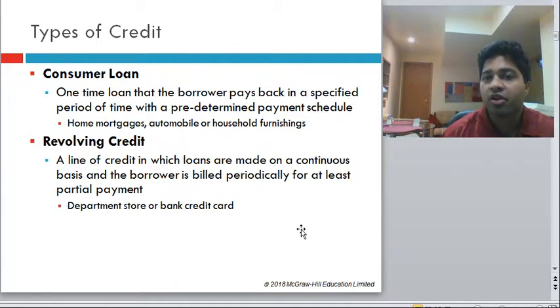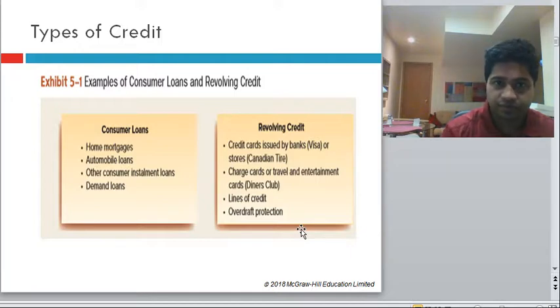Revolving credit, a line of credit in which loans are made on a continuous basis and the borrower is billed periodically for at least partial payment. Department stores or bank credit card. So you can buy stuff but you're billed monthly. And if you pay the entire bill, you're not charged interest, but if you don't pay the entire bill, then you are charged interest on the amount left or amount outstanding.